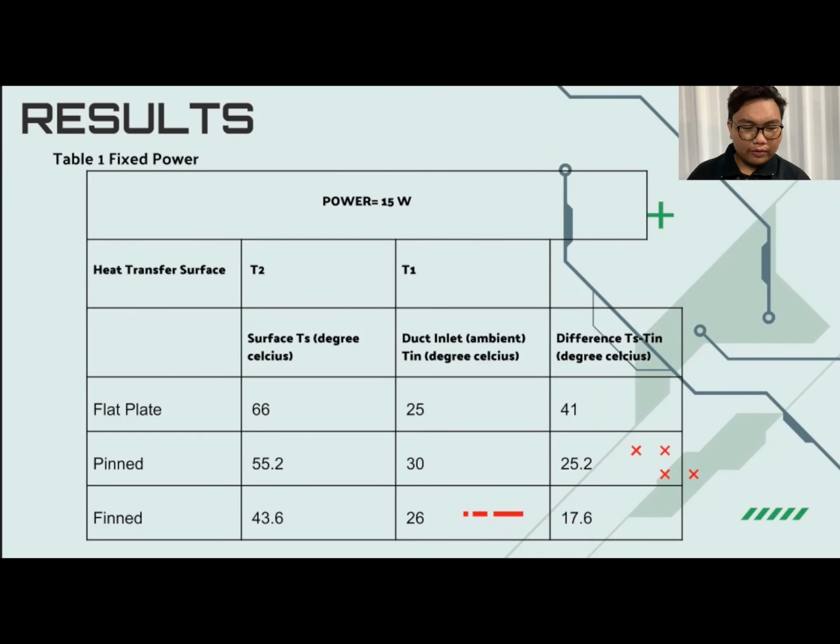So this is the result for this lab. The power is 15 watt. Heat transfer surface T1, T2. Surface Ts in degrees Celsius: 66 on flat plate, pin 55.2 and pin 43.6. For duct inlet, 25 degrees on flat, pin 30 degrees and pin 26. The temperature differences for plate is 41 degrees, pin 25.2 degrees and pin 17.6 degrees.